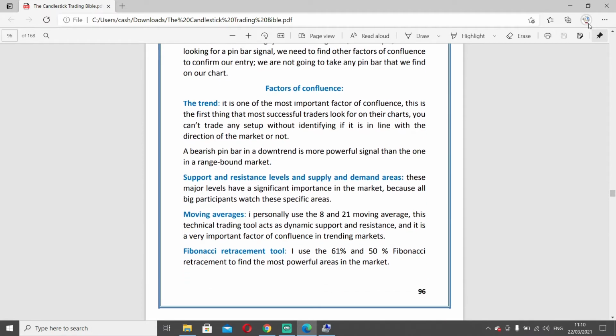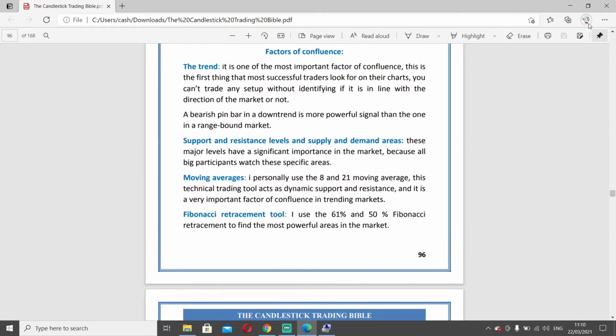Moving averages. I personally use the 8 and 20-hour moving average. This technical tool is used to assess dynamic support and resistance, and it's a very important factor of confluence in trading markets. I personally don't use the moving average, however, but if you do want to use the moving average as that added confluence and dynamic support and resistance, if it goes with your plan and your strategy and you backtest and live test, go ahead.